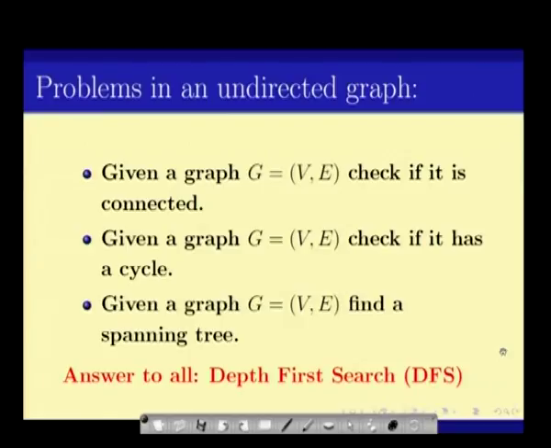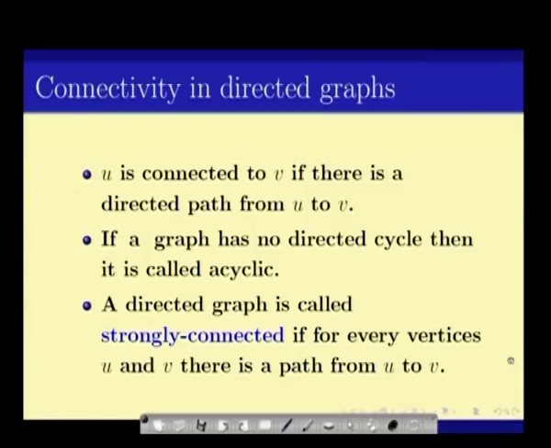In the last lecture, we looked at mostly undirected graphs, but depth first search can also be done for directed graphs. In a directed graph, things are a bit trickier. If u is connected to v, that means there is a directed path from u to v. But if there is a directed path from u to v, it is not necessary that there is a directed path from v to u. So, if u is connected to v, it is not necessary that v is also connected to u.